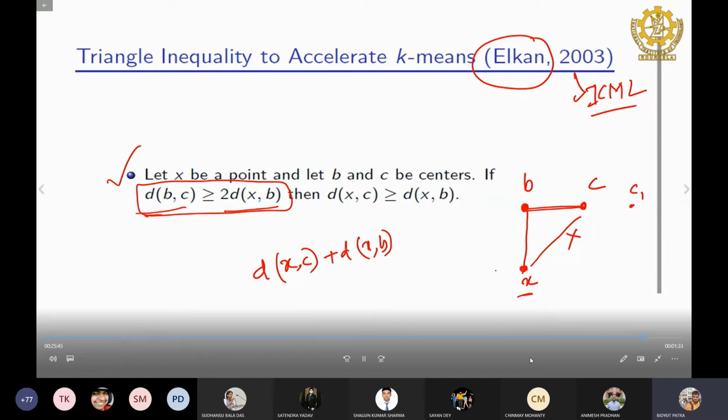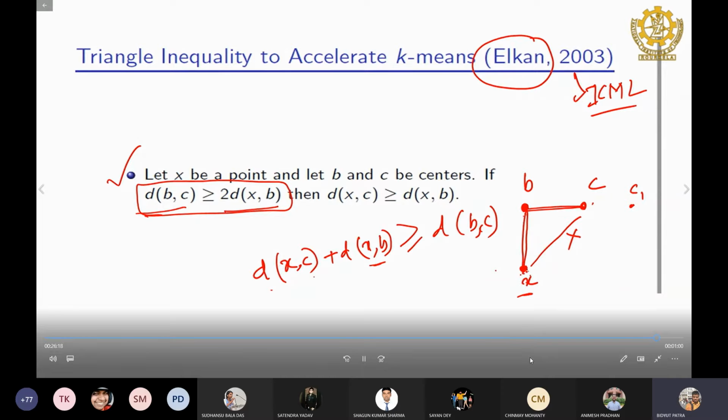We can write distance from B to X plus X to C is greater than or equal to distance from B to C. We can write this one as distance from X to B plus X to C. So instead of B to X, I wrote X to B, and X to C. Distance from X to C is greater than or equal to distance from B to C. There is no confusion from the triangle inequality.